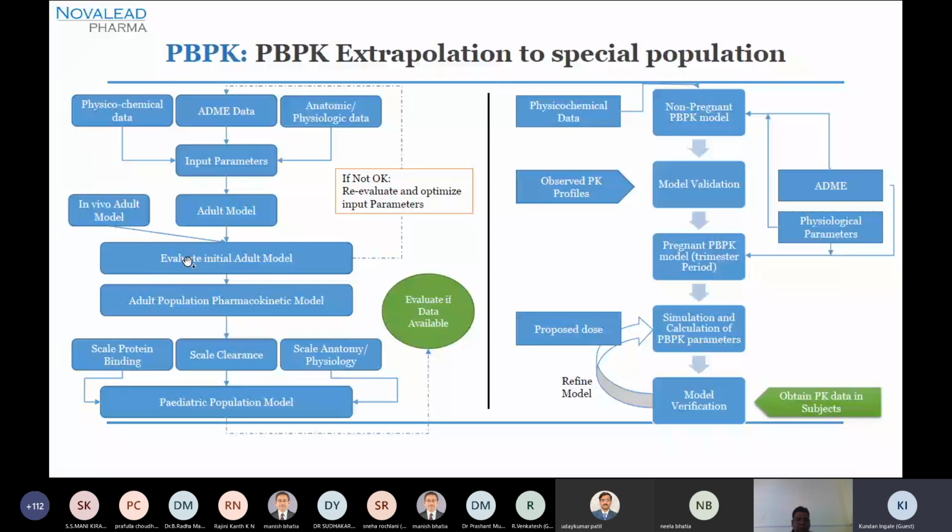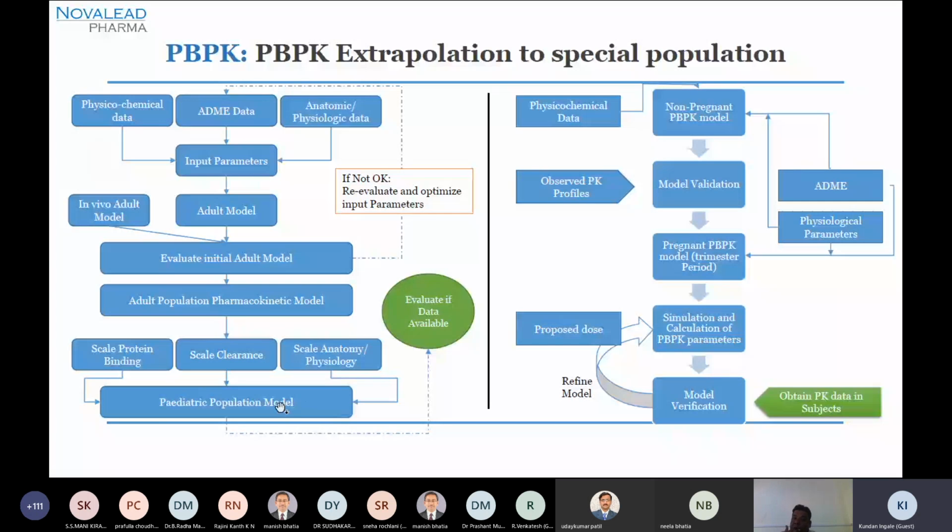If your model is able to replicate the adult data, then go forward. If it is not able to predict the adult data properly, then you can re-evaluate and optimize the input parameters. If it is okay, you can go and further apply that individual adult model to population pharmacokinetics. We have seen the population pharmacokinetic model, wherein you can combine the individual adult model into a population model. Once you have an adult population model, if you have data, you can verify it. Here you can scale it, and once you have scaled and evaluated, finally you can build up a pediatric model.